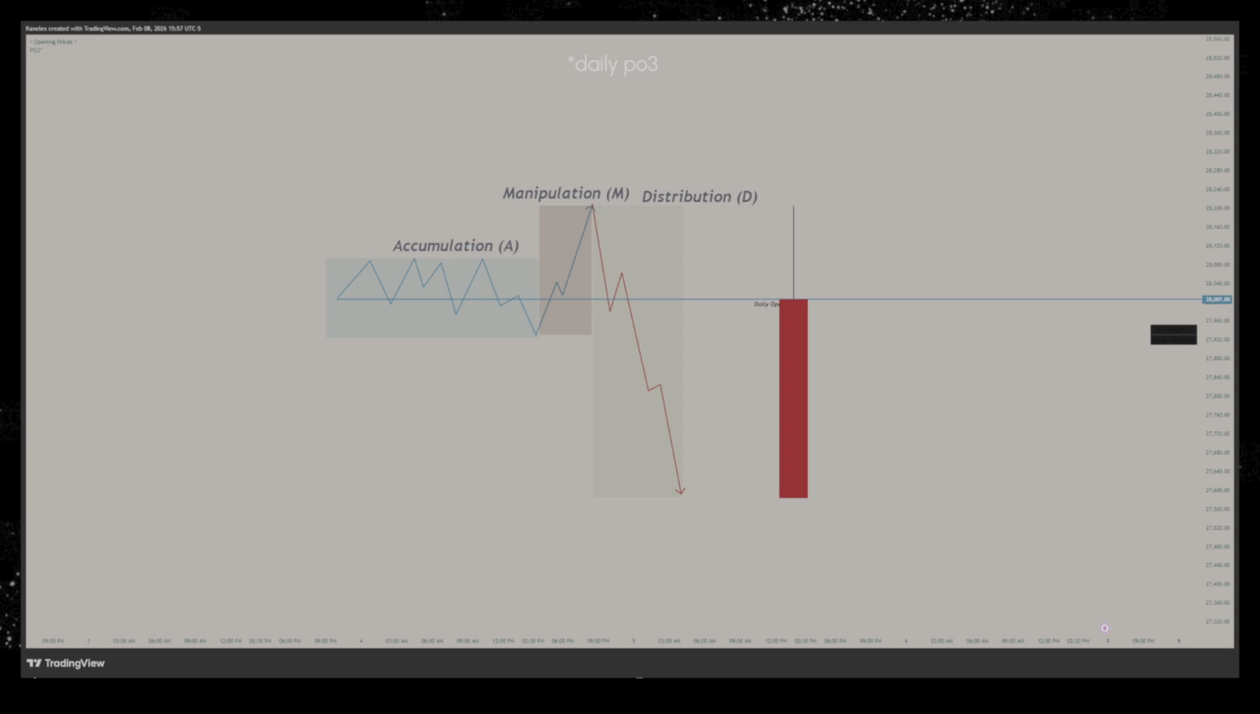Next is the manipulation range, which is when price will displace out of the accumulation range and seek some sort of liquidity, whether it be for a value gap, order block, or to sweep a high. Distribution is what happens after manipulation is finished and will typically go towards another draw on liquidity.